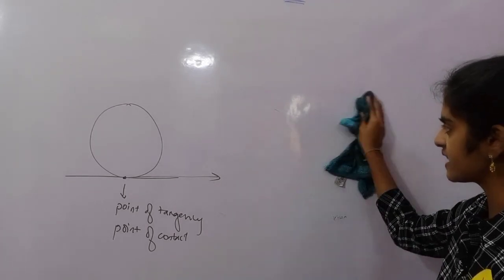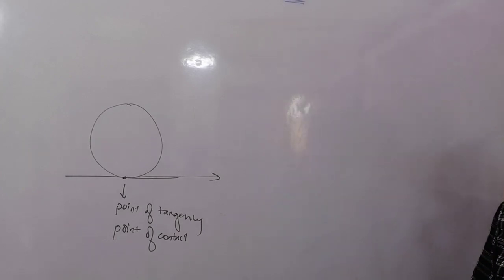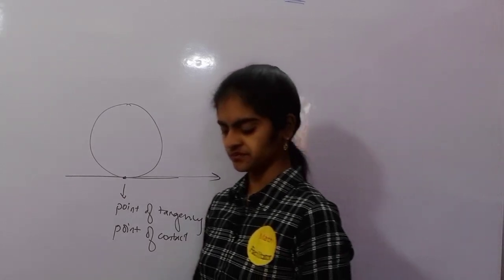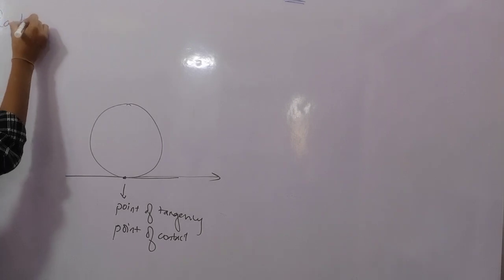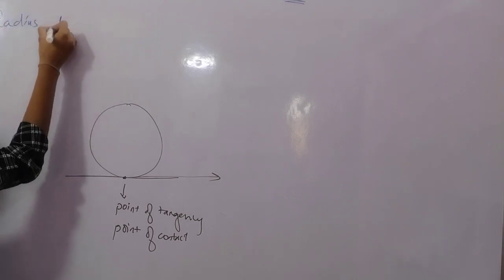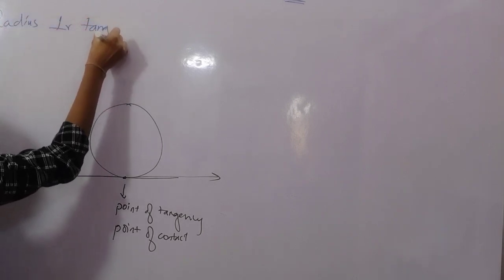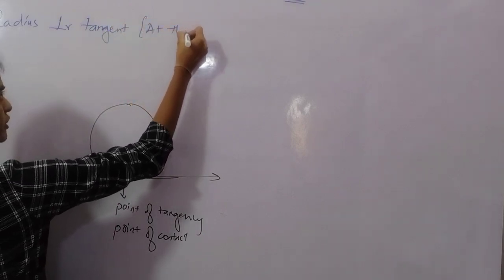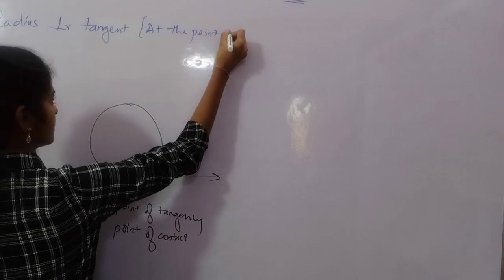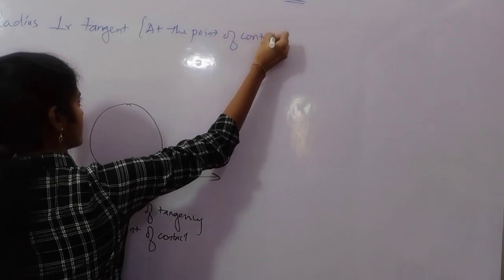9.1 says if I take a radius of a circle, okay, so the radius will be perpendicular to my tangent. So the theorem says, I am not writing the entire statement, radius will be perpendicular to whom? Tangent. Where? At the point of contact. This is theorem 9.1.